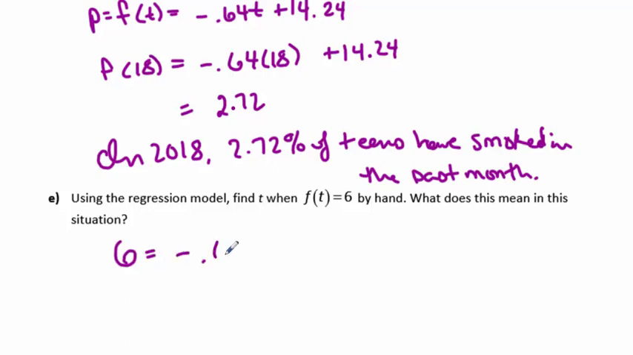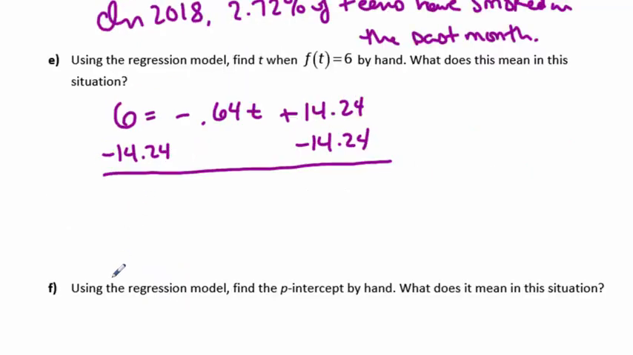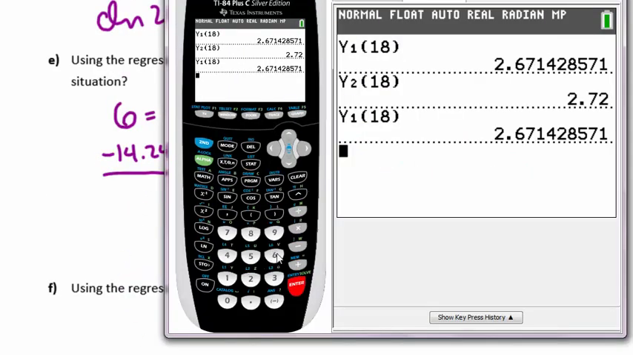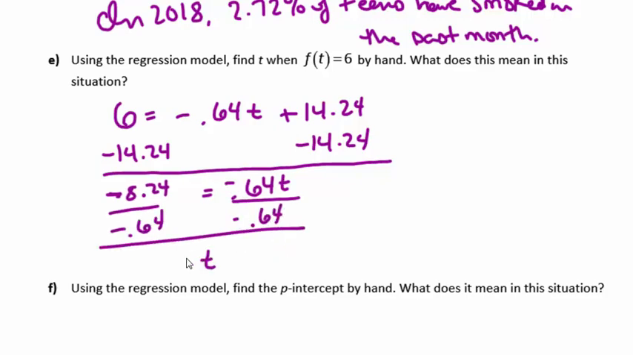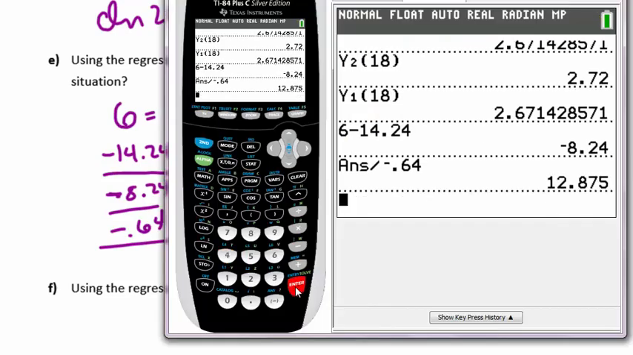So 6 equals negative 0.64t plus 14.24. We need to subtract our 14.24 from both sides. So I've got 6 minus 14.24. That's negative 8.24 equals the negative 0.64t. We want to divide both sides by negative 0.64 to get our t value. So we get a t value of 12.88.